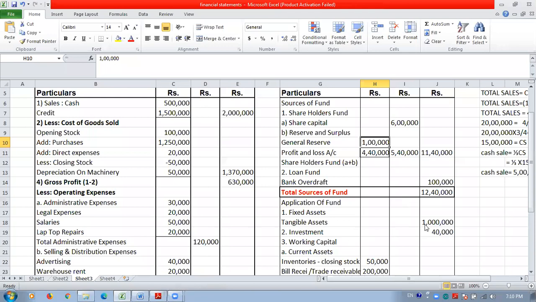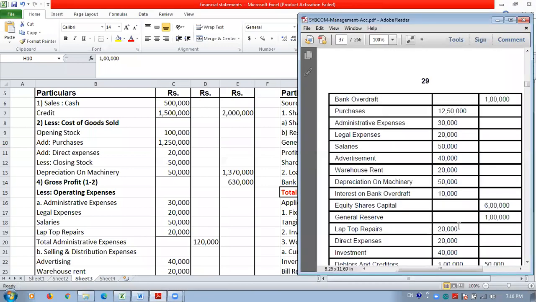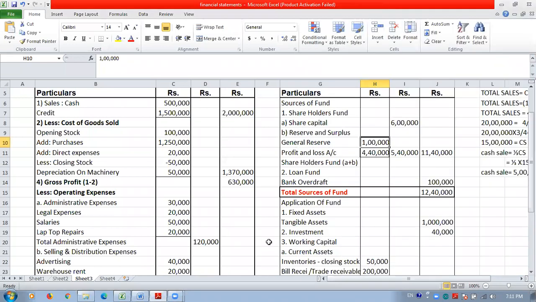Next, we have a laptop repair. These are expenses concerned with office and administration. So these are shown under the administrative expenses head, laptop repair 20,000. Next one, the investment. The investment is your asset. So it is shown here separately, 40,000 investment.